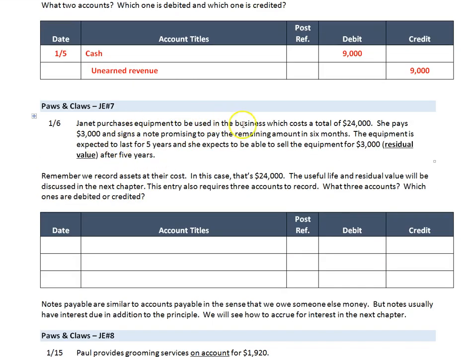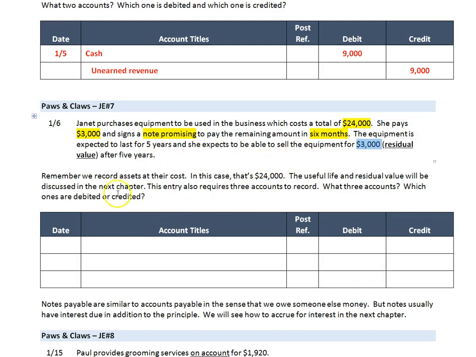All right, Janet purchased equipment to be used in the business, which cost a total of $24,000. She pays $3,000 and signs a note. Okay, a note is a legal document. It usually has interest associated with it. So it's for 6 months. We're going to need all these numbers later whenever we need to accrue for interest, but right now we're just going to put the equipment on our books. Expected to last for 5 years, and she expects to sell the equipment for $3,000.